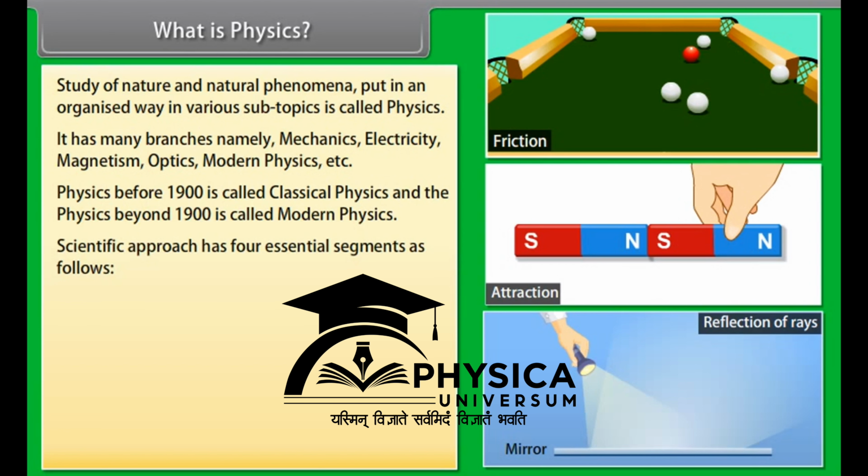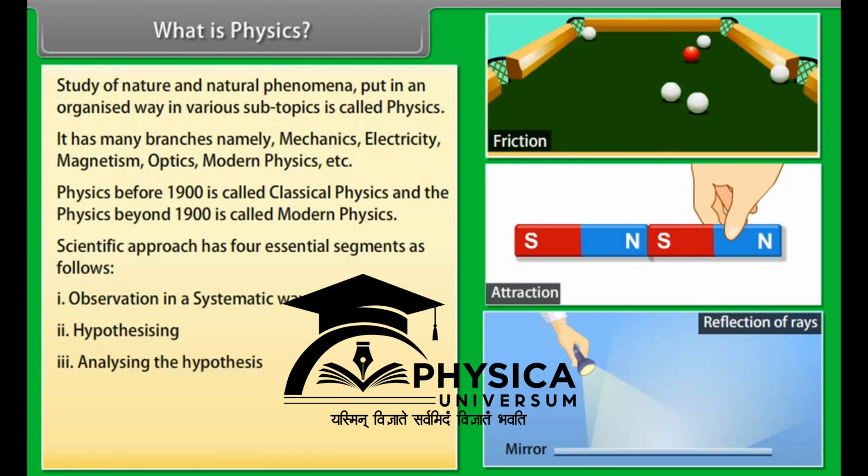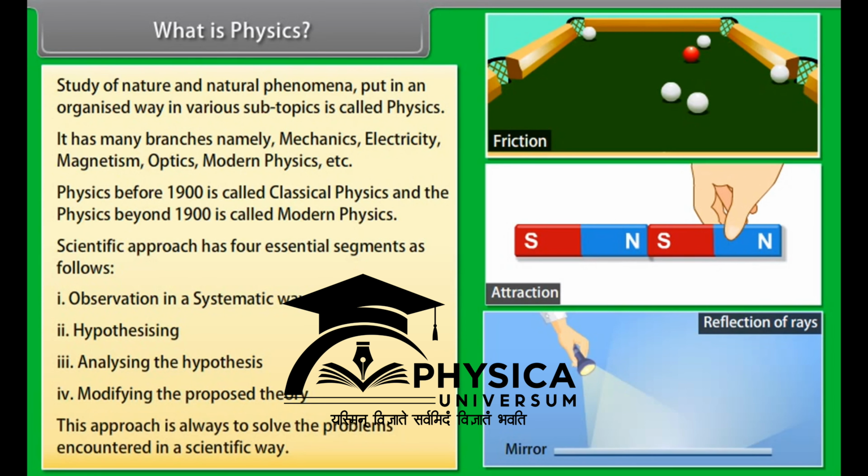The scientific approach has 4 essential segments as follows. Number 1. Observation in a systematic way. Number 2. Hypothesizing. Number 3. Analyzing the hypothesis. Number 4. Modifying the proposed theory. This approach is always to solve the problems encountered in a scientific way.